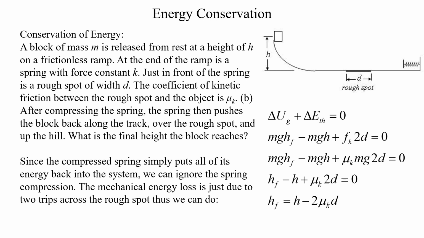So then we get mgh final minus mgh plus the frictional force, which is just the coefficient of kinetic friction times the normal force. And in this case, the normal force is just equal to the weight mg, and then times the 2d, and that sums to 0. So we have an mg in each term, so that divides out, and we get h final minus h plus mu times 2d equals 0. Solving for h final, we get our initial height minus 2 mu times the distance over the friction.